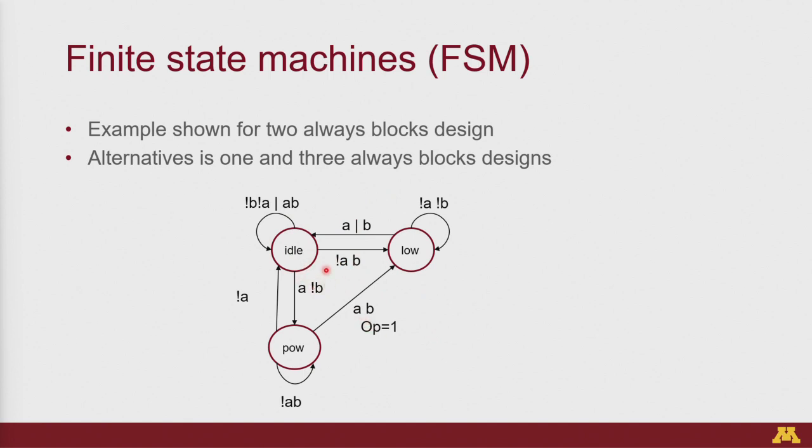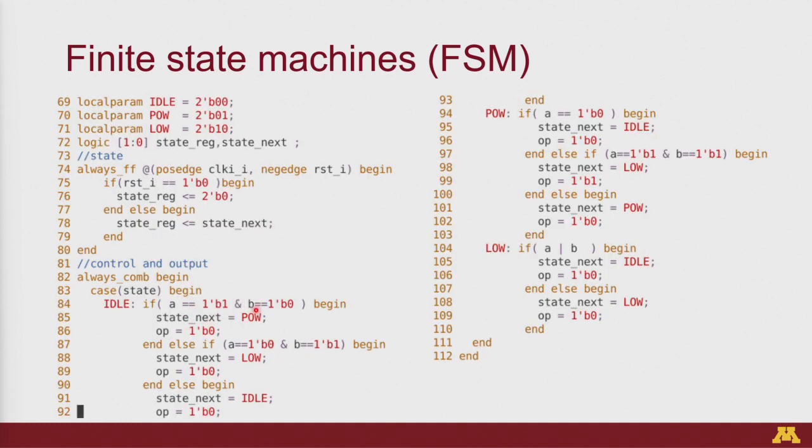So for example, in this case it was if A is equal to 1 and B is equal to 0, transition to the power state, which is exactly the condition we have written here. So as you can see, behavioral code is literally describing whatever you see in the diagram.